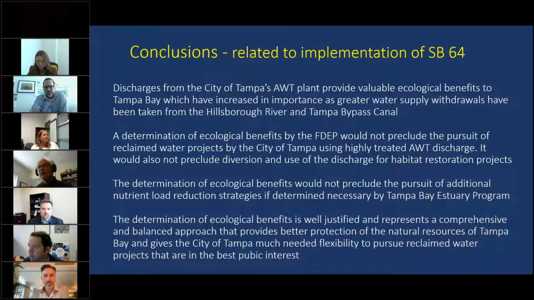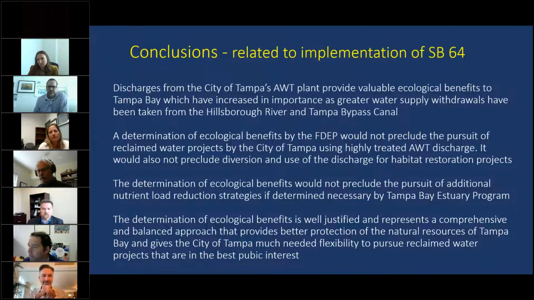So overall, I think the determination of ecological benefits in this case is well justified and represents a comprehensive and balanced approach that provides much better for the natural resources of Tampa Bay and gives the City of Tampa much needed flexibility to pursue reclaimed water projects that are in the best public interest.